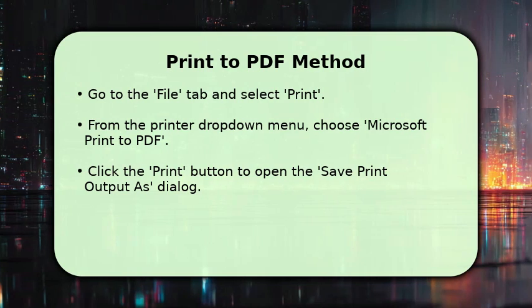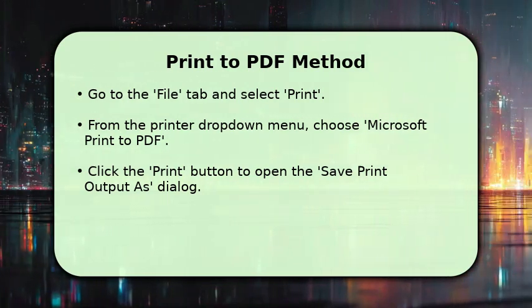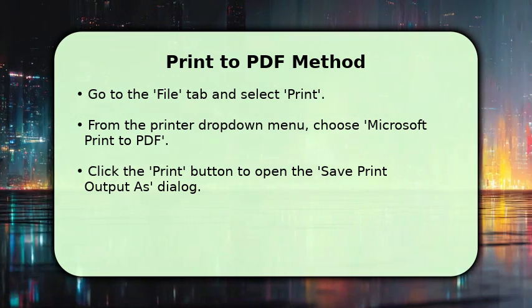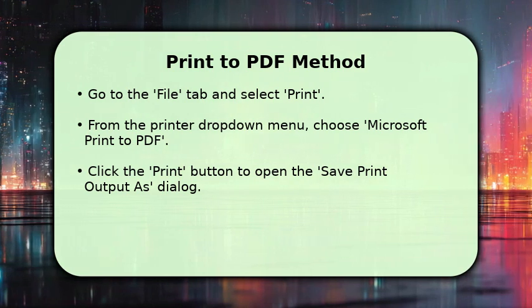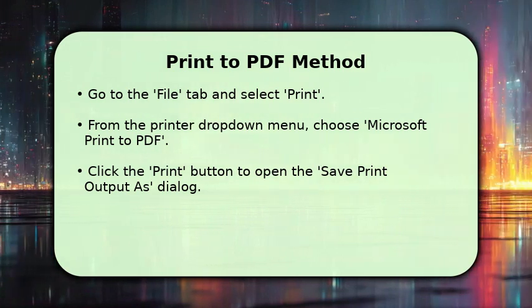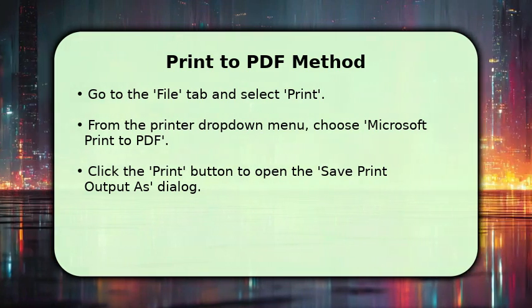Another effective method for creating a PDF is by using the Print to PDF option. Begin by clicking on the File tab, then select Print. In the Printer selection drop-down, choose Microsoft Print to PDF. This acts like a virtual printer, converting your document into a PDF file. After selecting this, click the Print button.